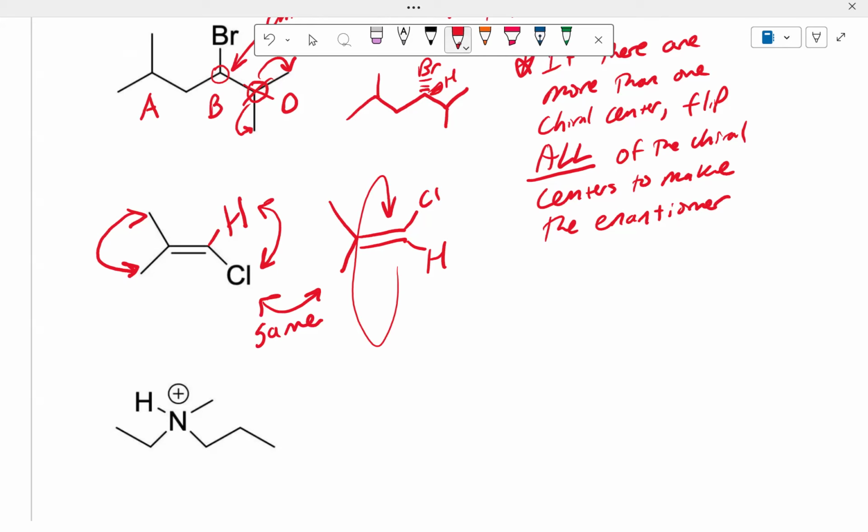So this compound does not have any stereocenters in it. And that's okay. Not every organic molecule is going to have a stereocenter. Not every organic molecule is going to be chiral. So you don't have to be surprised if that happens.